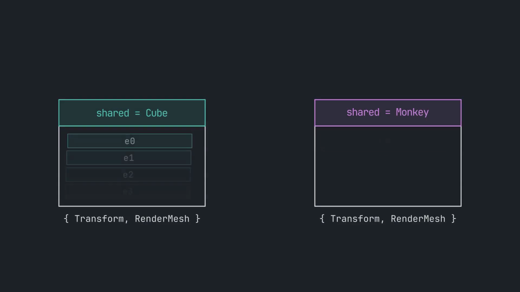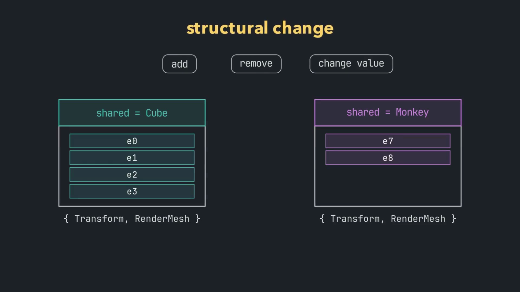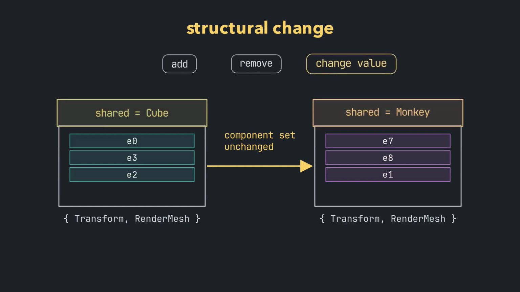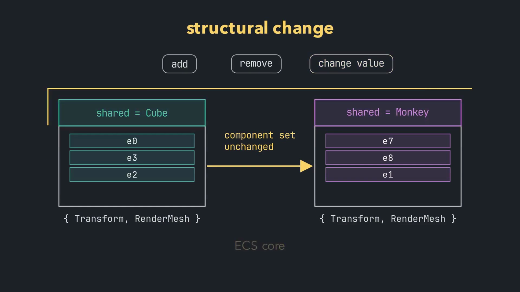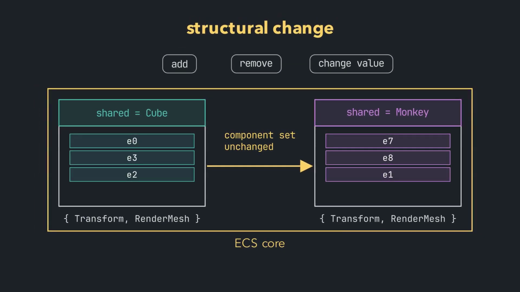Now the price. A shared component still has to behave like a component. You can add one, you can remove one, you can change its value. And every one of those is a structural change, exactly like the ones from last episode. The entity's row gets copied into a chunk under a different archetype and swap removed out of the old one. Except now, an entity can be forced to move, even though its component set never changed, purely because a value changed. Every structural change path in the core has to learn about a second kind of thing.